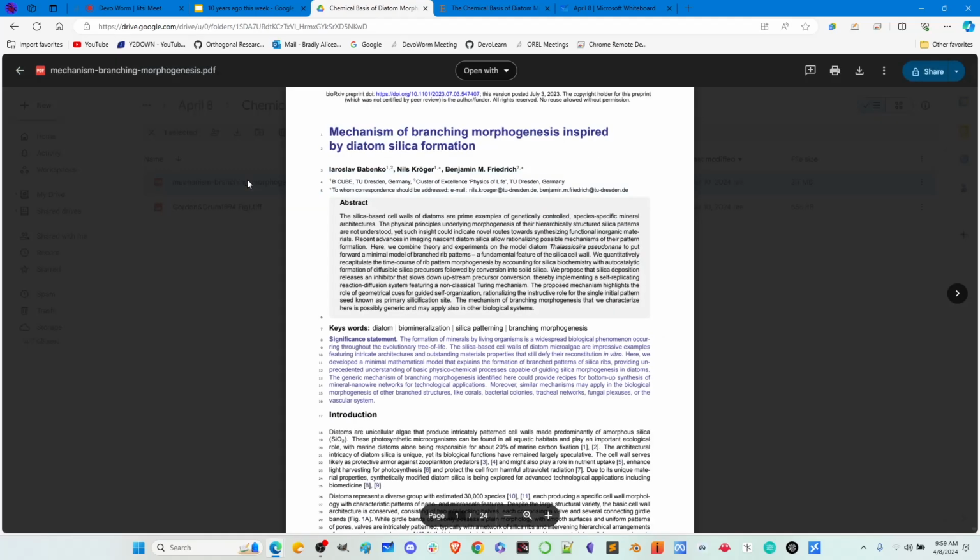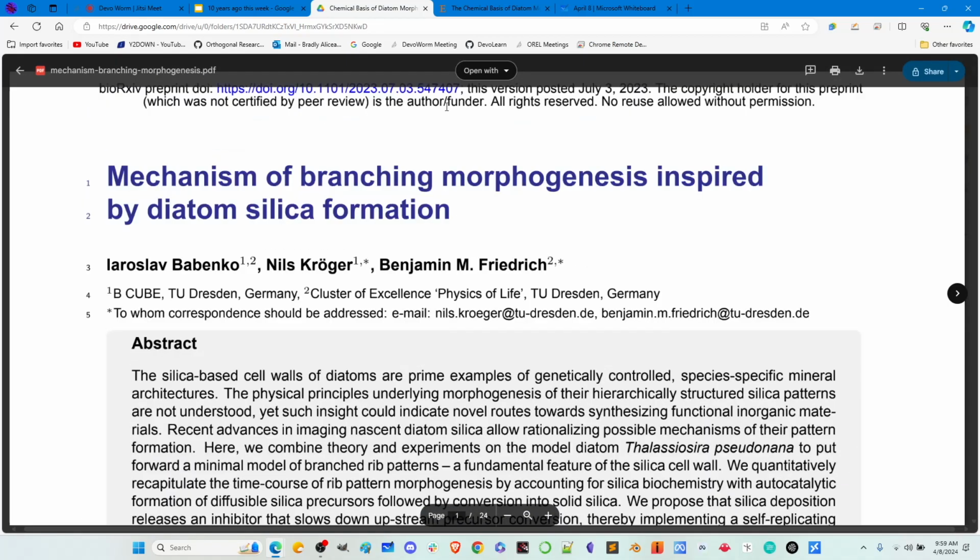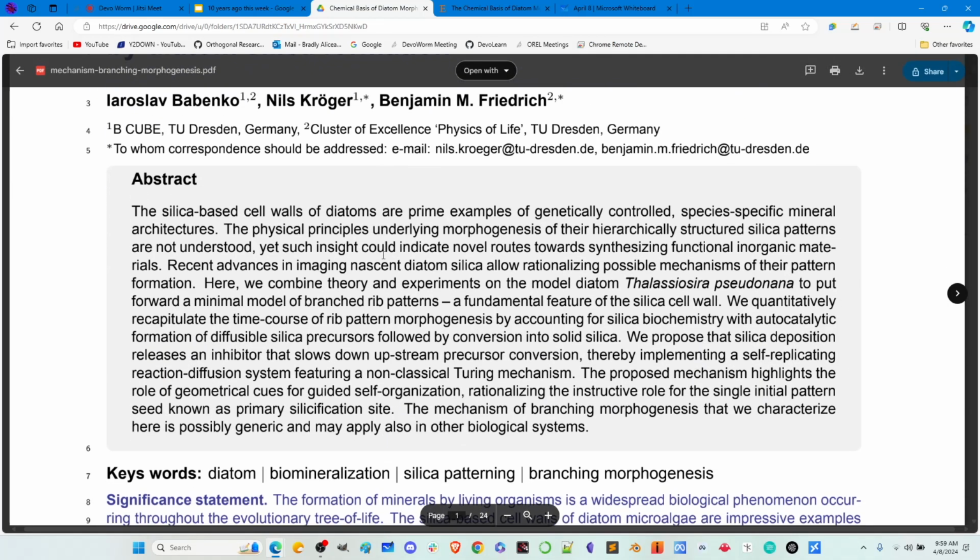There's also this paper related to this mechanism of branching morphogenesis inspired by diatom silica formation. This is the latest paper on this stuff, from 2023. They talk about silica formation as a form of branching morphogenesis, and so this is a potential mechanism.